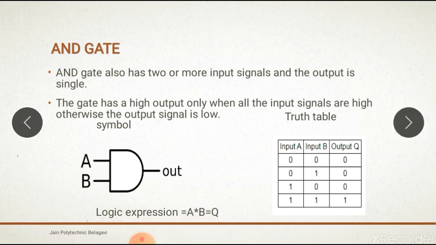This is the logic expression or Boolean expression. Here output is equal to A star B. Here 0 into 0 is 0, 0 into 1 is 0, 1 into 0 is 0, 1 into 1 is 1.